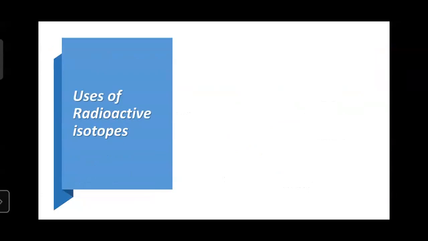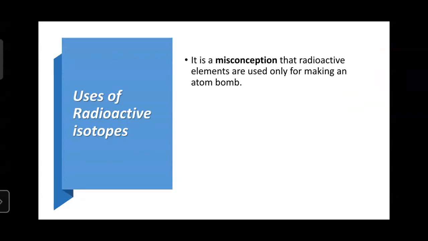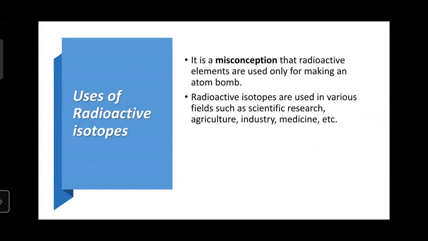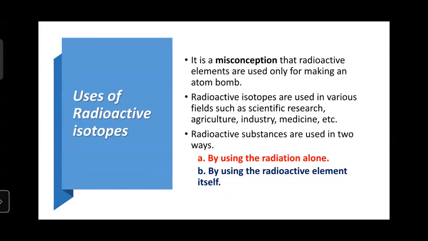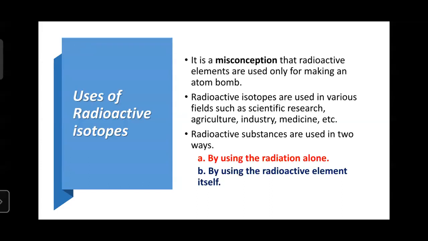So now, uses of radioactive isotopes. It is a misconception that radioactive elements are only used for making atomic bombs. That is a misconception among people, but radioactive isotopes are very useful in various fields like scientific research, agricultural, industrial, and medical fields. Now we will see in detail. Radioactive substances are used in two ways: first, by using the radiation alone, and second, by using the radioactive element itself.